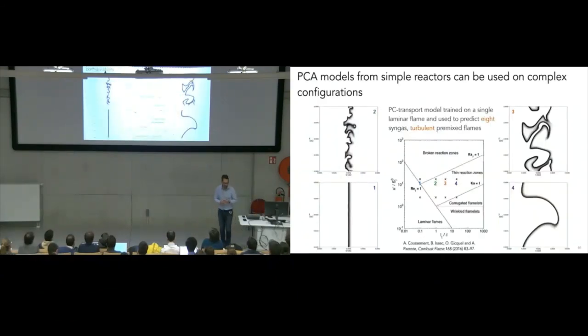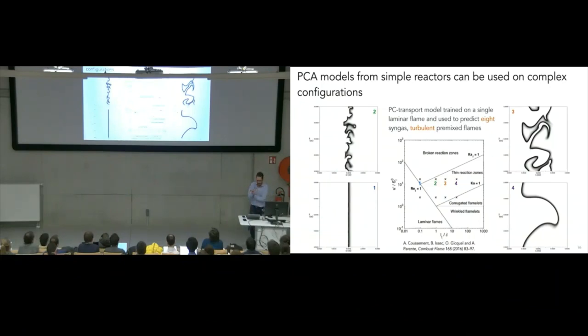The first question that you have when you see this approach is, can I use simple reactors to model more complex configurations? To answer this question, we first performed this study that was published in 2016. What we did was basically to take a laminar flame, reduce our model on a laminar flame, and we applied it on seven turbulent flames.